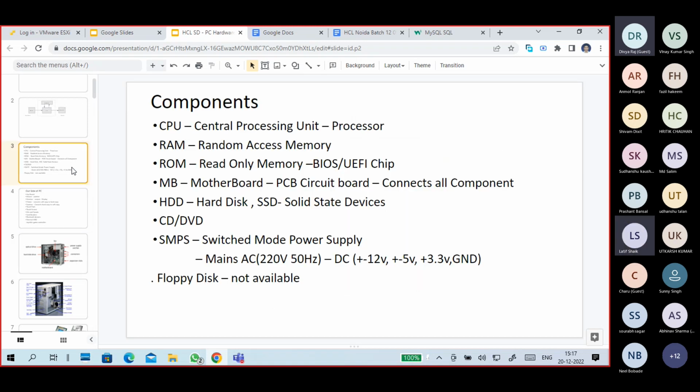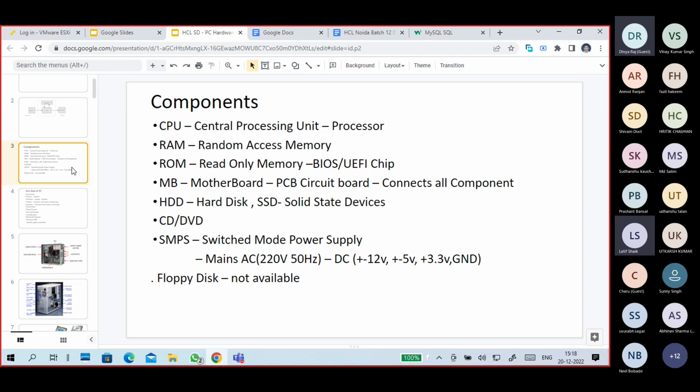RAM, random access memory, ROM, read-only memory, which is nothing but our BIOS chip or a UEFI chip. Motherboards. So basically all devices or components are connected to the motherboard either directly or through cable. Either internally or externally, we are connecting to the motherboard only. So all are connected to your motherboard only.